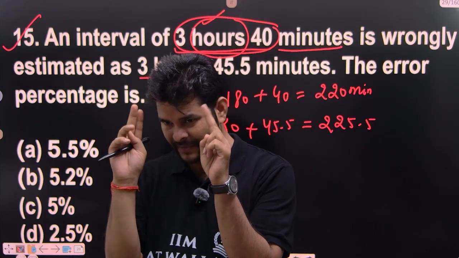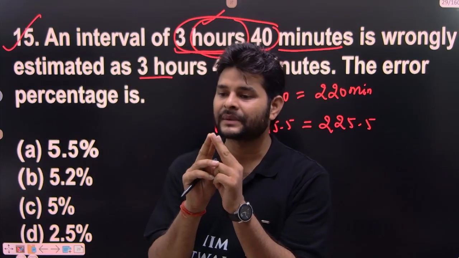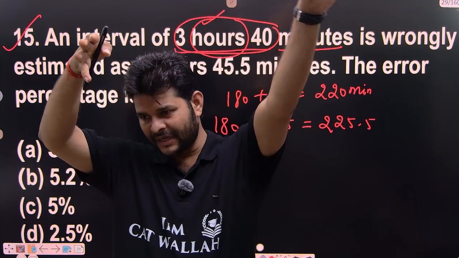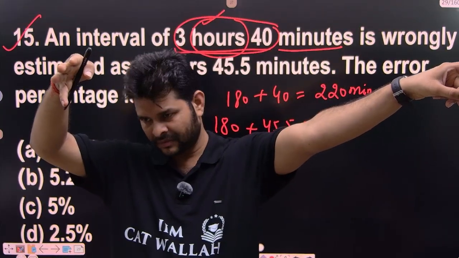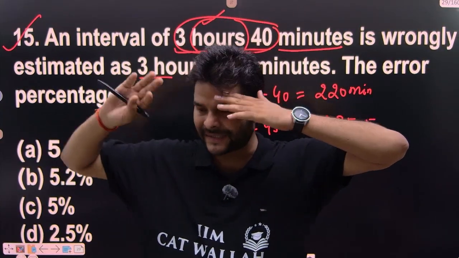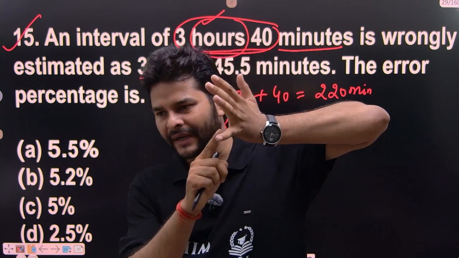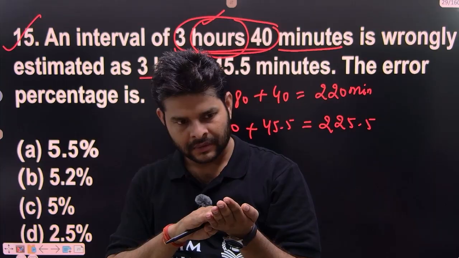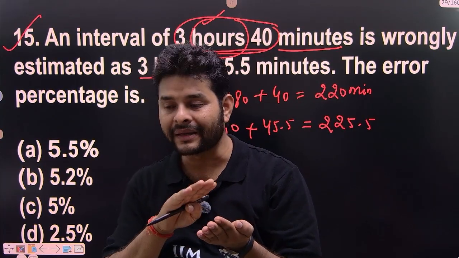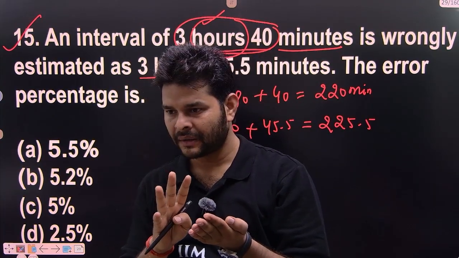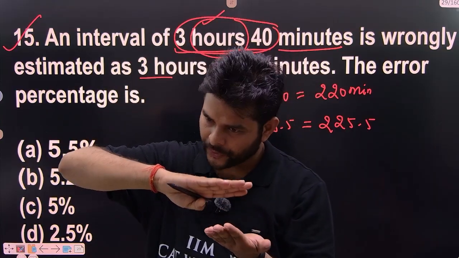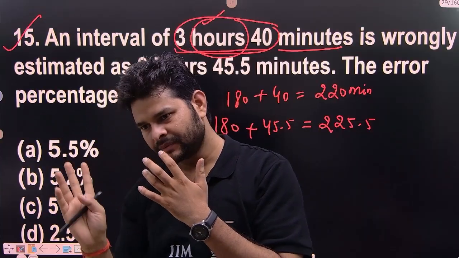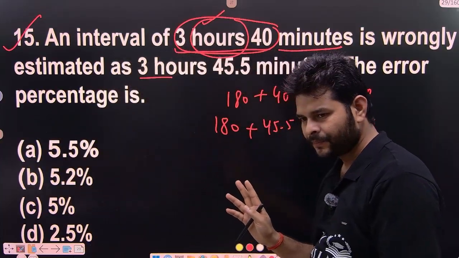Now the question is how much percent he made the mistake. That means we need to compare the original value with the wrong value. This is the concept, forever: if you want to find the error relative to the real one, the value written in the denominator is the real value, by which we are comparing. The initial value we need to put in the denominator and the difference we need to put in the numerator.